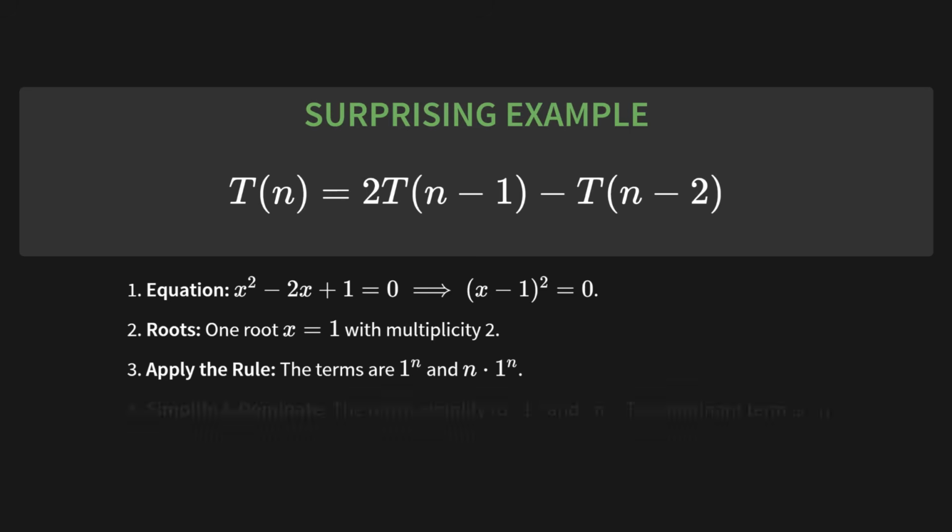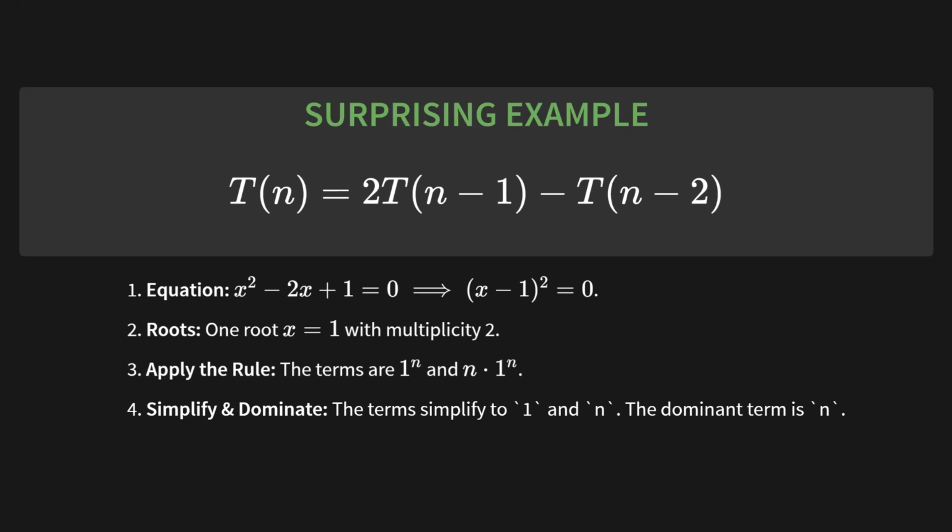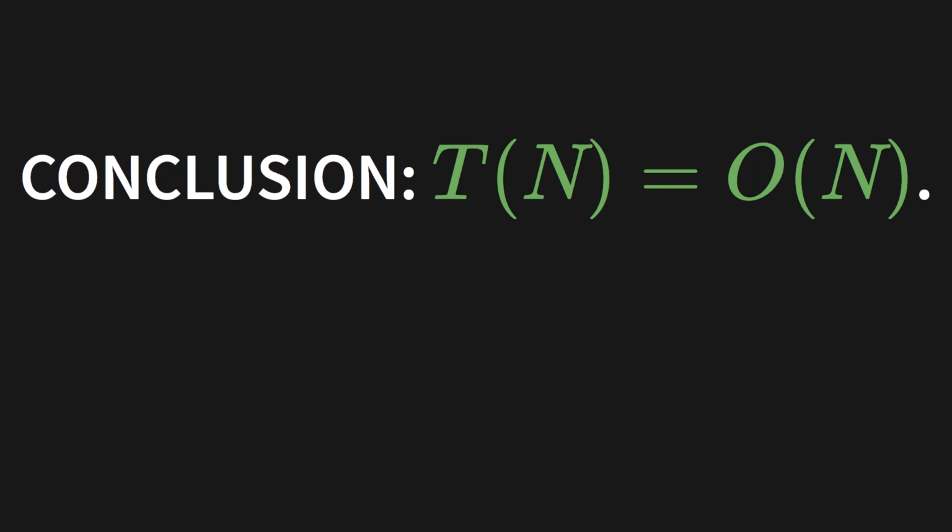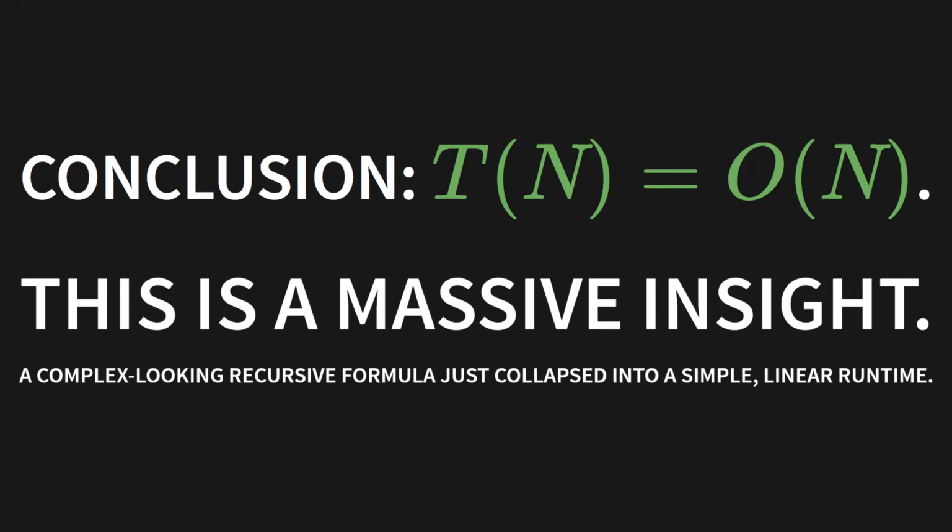Now let's simplify and find the dominant term. 1 to the n is just 1, and n times 1 to the n is just n. So the dominant term is simply n. Conclusion? T of n is O of n. This is a massive insight. A complex-looking recursive formula just collapsed into a simple linear runtime.